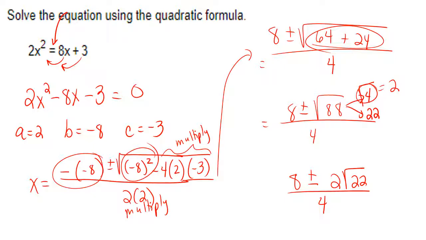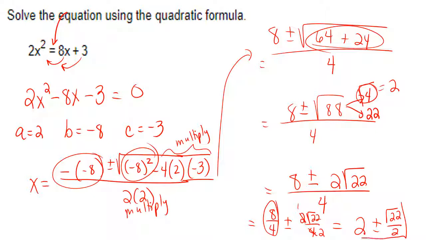Now there's one more step to reduce this. Go ahead and take your fraction and put the 8 over 4 plus minus 2 square root 22 over 4, and reduce. That first fraction, 8 over 4, is simply the number 2. And the 2 and 4 will reduce, leaving 1 over 2. And that is square root 22 over 2. You cannot reduce the 22 and 2 because 22 is a radicand. That answer represents both solutions.